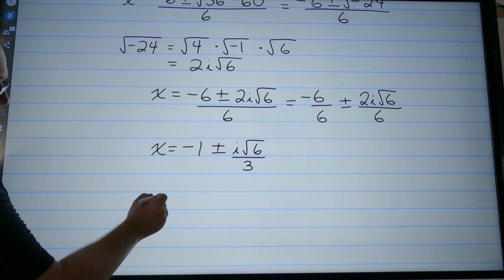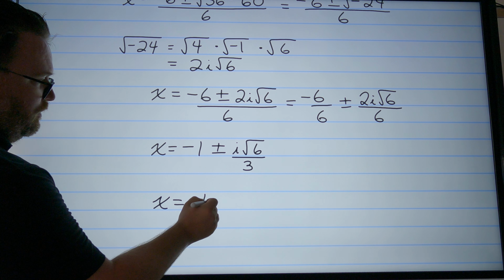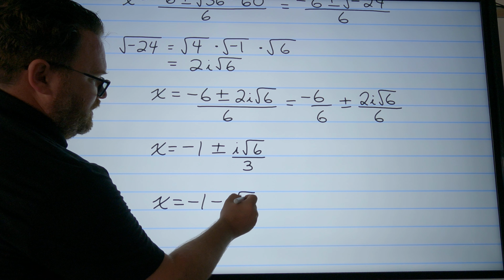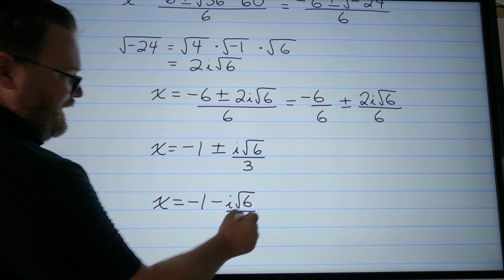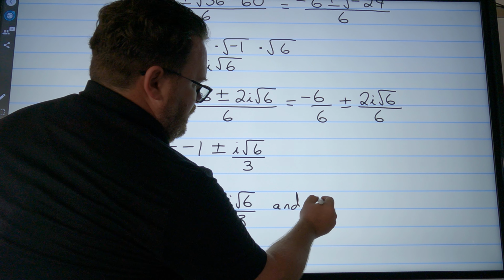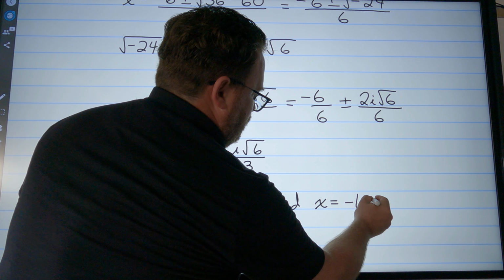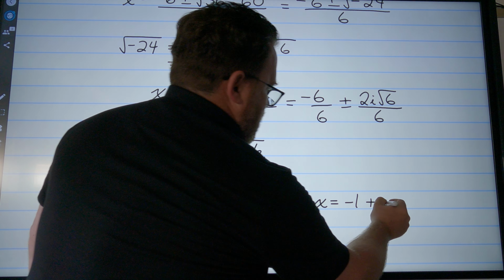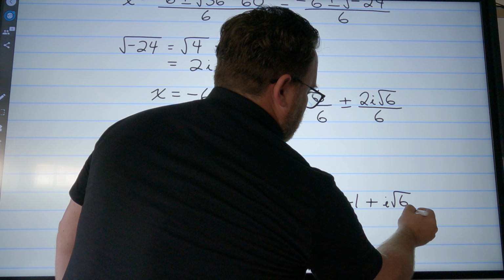Okay, so that's 2 complex solutions. x equals negative 1 minus i, square roots of 6 over 3, and x equals negative 1 plus i, square roots of 6 over 3.